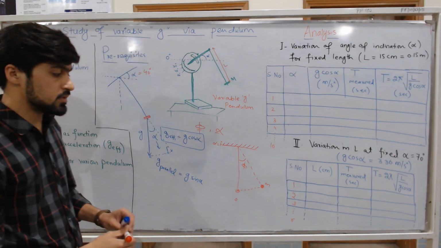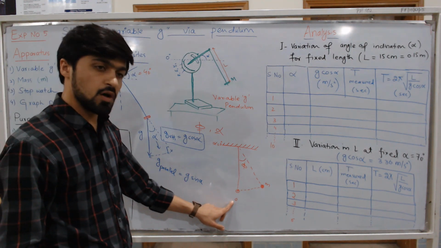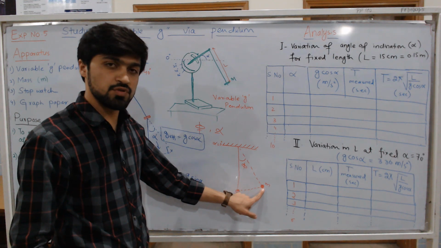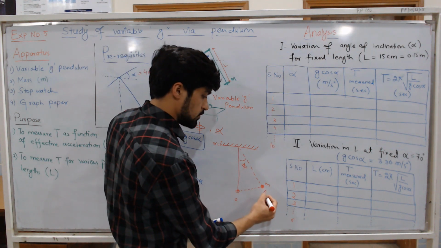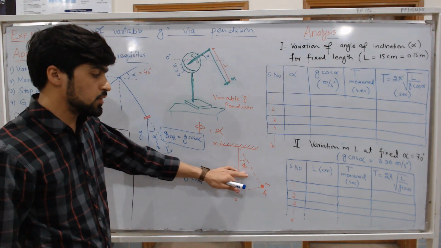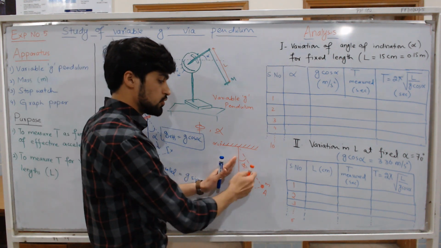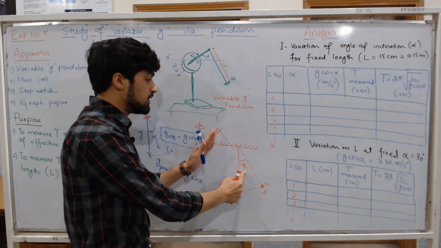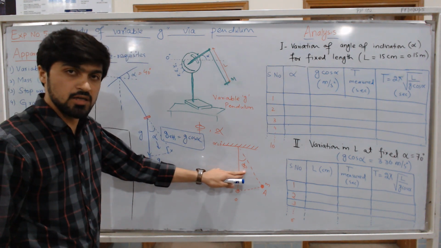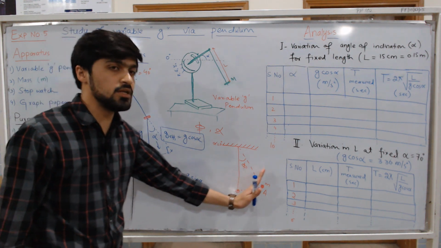So I have disturbed this mass from the mean position to some extreme position, let's say A. So alpha is actually the angular displacement of the pendulum from the mean position. So we are calling this alpha, and this we are calling this phi. Keep in mind, the angular displacement from the mean position.